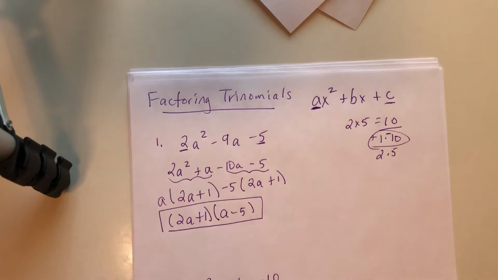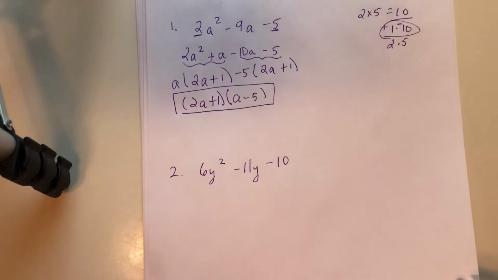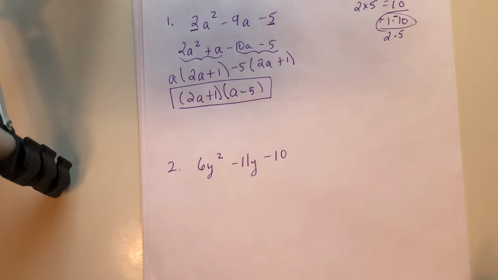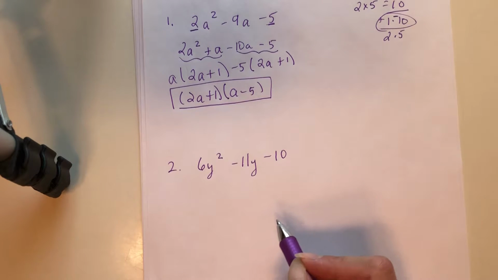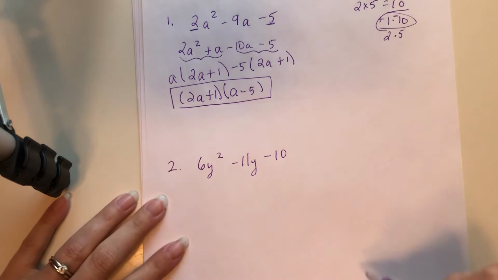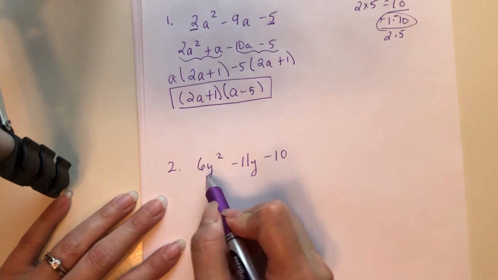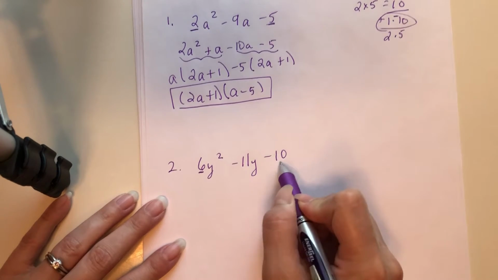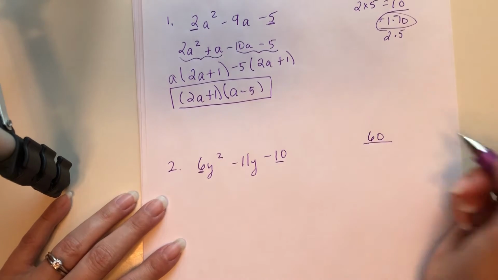And number 2, I'm going to do 6y squared minus 11y minus 10. So by doing it this way, you've got a more systematic way of factoring trinomials. And if you do it the same way every time, you're less likely to get bogged down on all the different possible ways that you can get this thing to factor. So I'm going to start by saying 6 times -10 is -60. Okay, I'm not going to worry about the negative just yet.